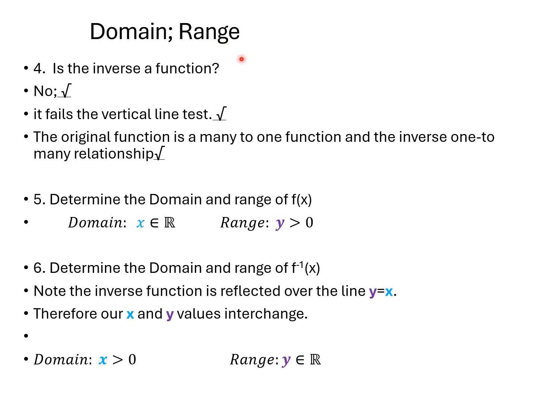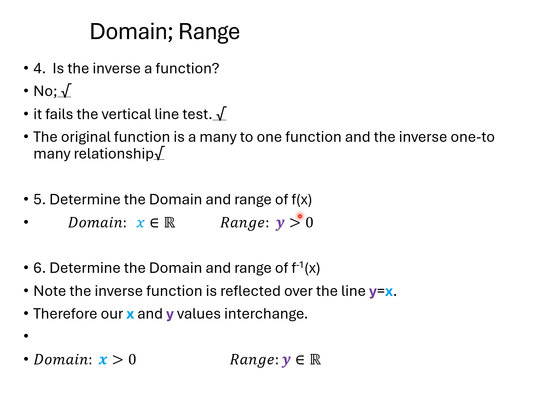Domain and range. Number 4: is the inverse a function? If you remember from the previous lesson on the parabola, the inverse is not a function. So number 1, no, 1 mark. Number 2, it fails the vertical line test. If we draw a vertical line through it, it will touch in more than one place. If it's 3 marks in the exam, you can say the original function is a many-to-one function, and the inverse is a one-to-many relationship, where we swap many-to-one and one-to-many.